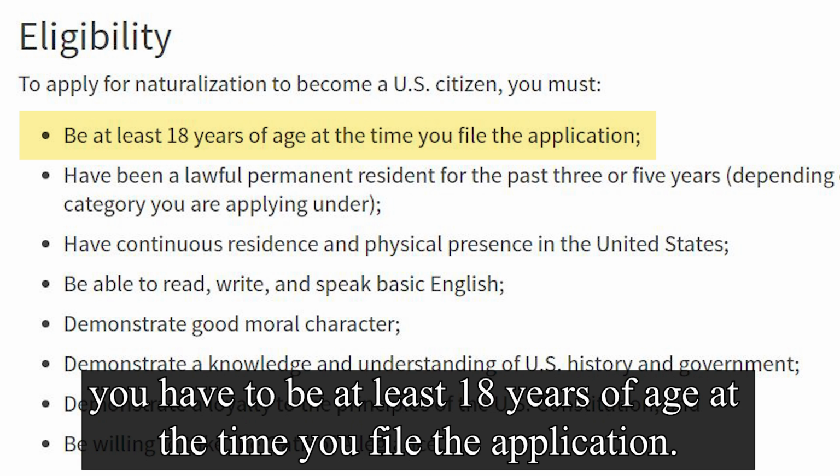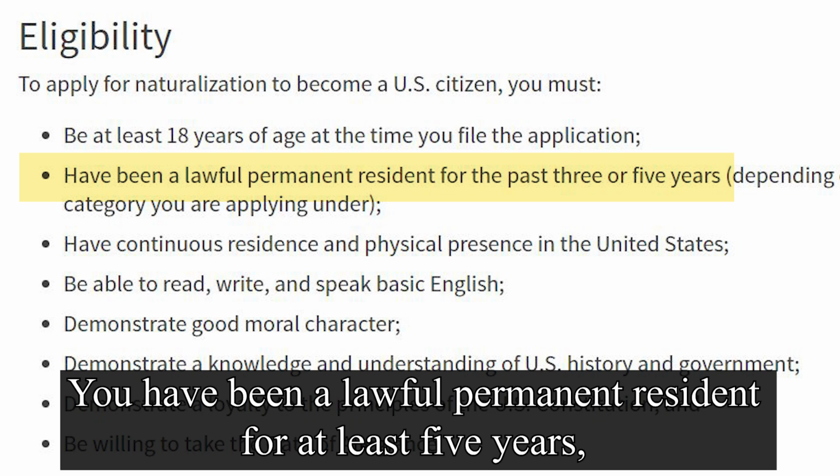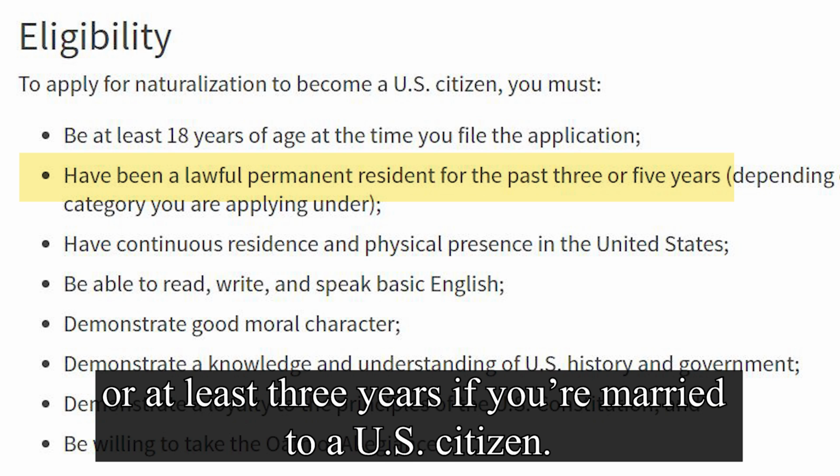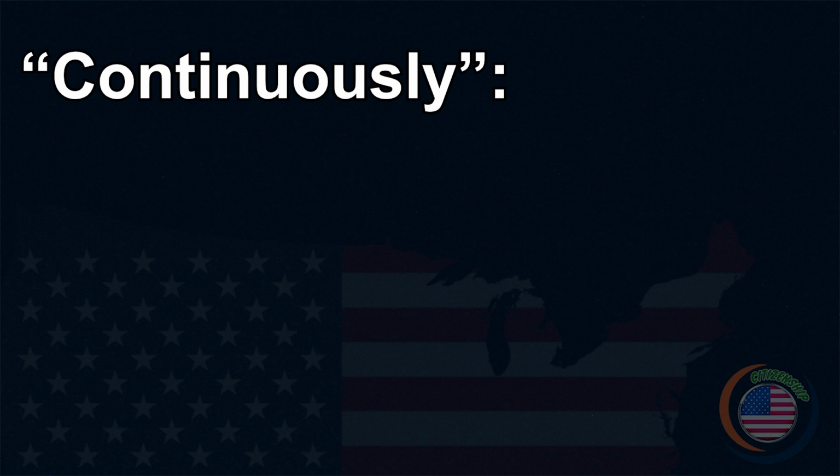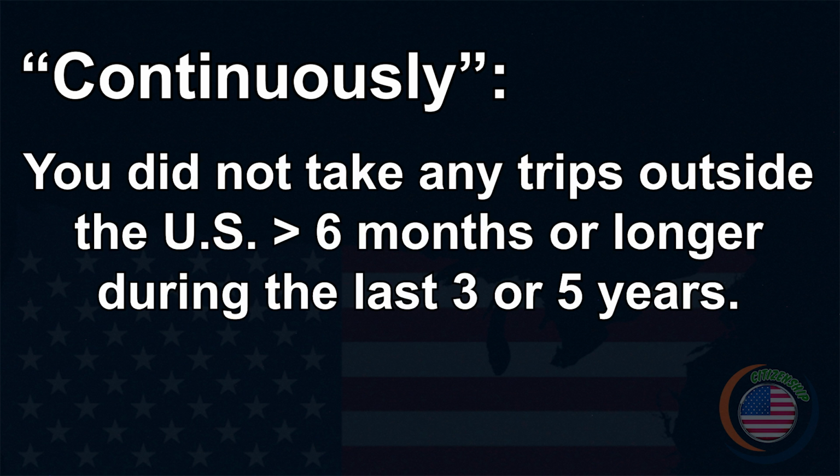First of all, you have to be at least 18 years of age at the time you file the application. You have been a lawful permanent resident for at least 5 years, or at least 3 years if you're married to a US citizen. You have to live continuously and physically in the United States. Continuously means you did not take any trips outside of the United States that lasted 6 months or longer during the last 3 or 5 years.